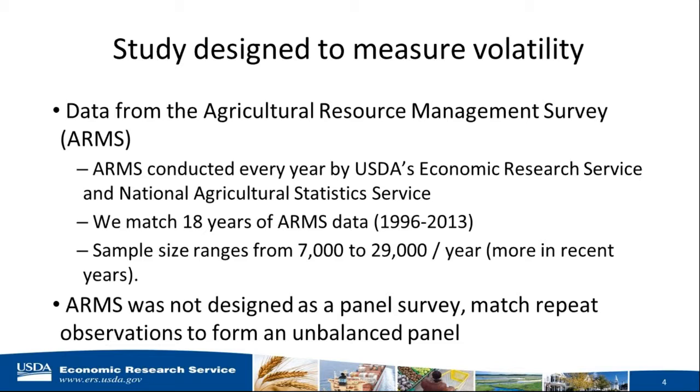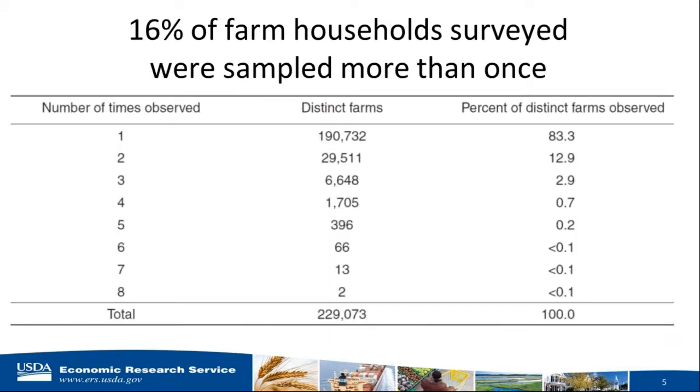And it was not designed as a panel survey, but at the same time we see some farms and associated farm households that are surveyed in multiple years. So what does this look like? This is all of the ARMS observations from 1996 to 2013, a total of about 229,000 different completed surveys. And most of those, the great majority, were surveyed just once. But we see a number of repeat observations, some 29,000 farms surveyed twice, over 6,000 surveyed 3 times.